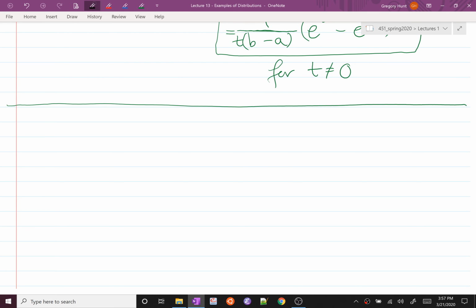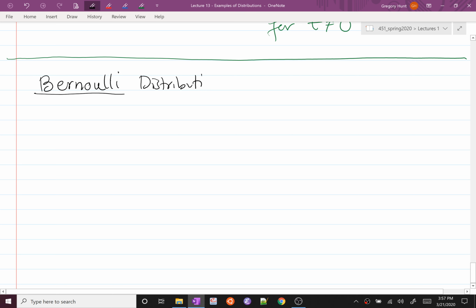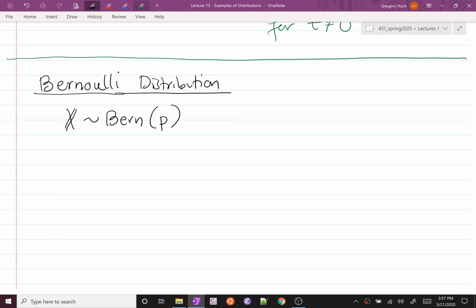The next distribution we want to look at is also, in some ways, even simpler. It's called the Bernoulli, B-E-R-N-O-U-L-L-I, Bernoulli distribution. And this is the distribution of a coin flip. So we say x is Bern, and it has one parameter, p, which is typically how we say the probability of success. This is the probability of success.